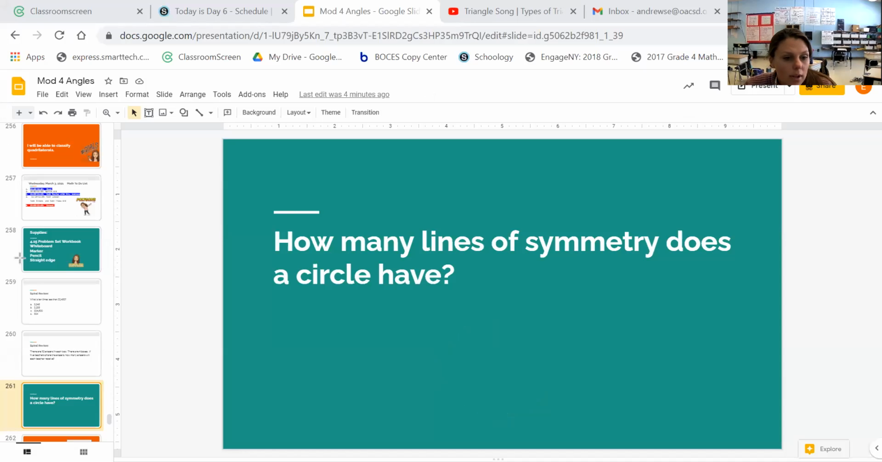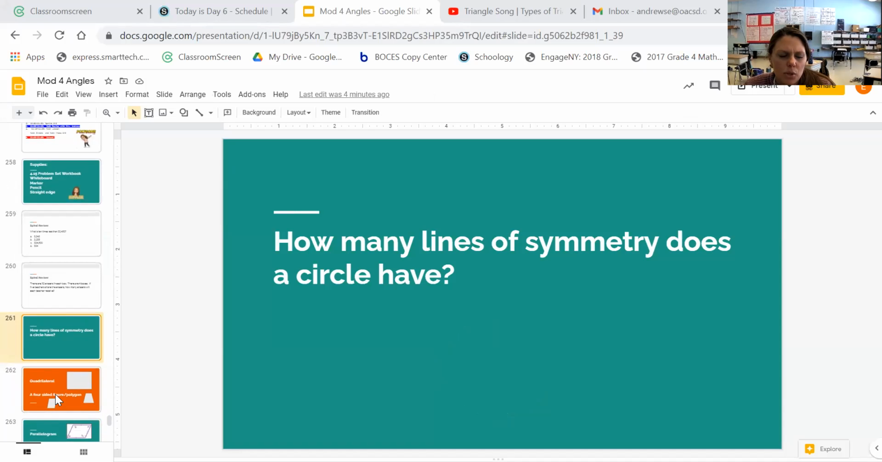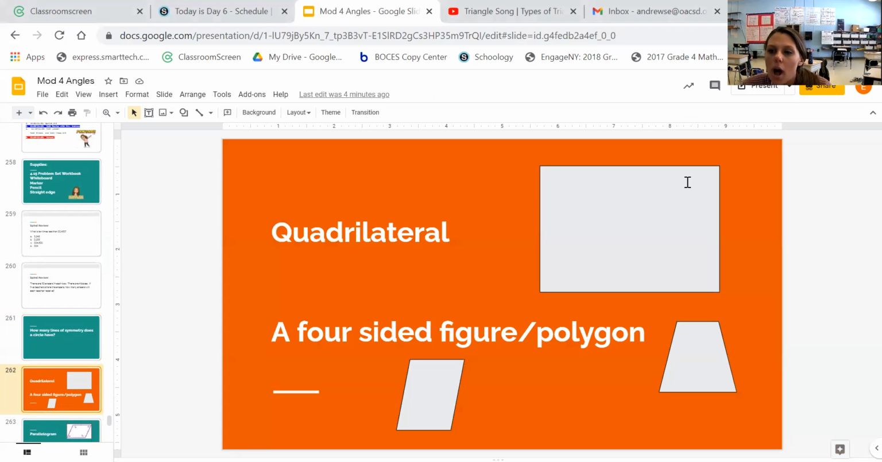All right, so now that we have reviewed our lines of symmetry, remember symmetry goes in half and it lines up. Let's go over what a quadrilateral is. A lot of people remember quad because of a four-wheeler. They know a quad or a four-wheeler has four wheels. A quadrilateral is a polygon that has four sides. Notice I have some different ones. I have a trapezoid, I have a rectangle, we have rhombuses. Those are all examples of a quadrilateral. Everyone say quadrilateral.